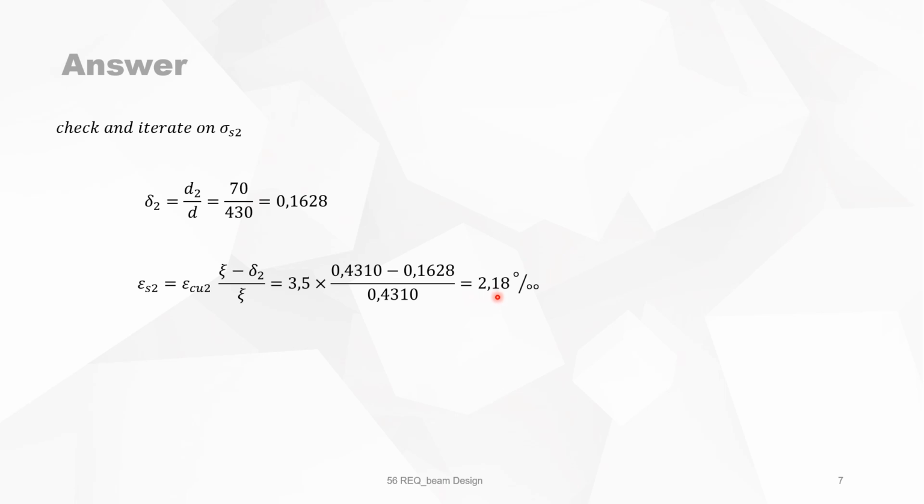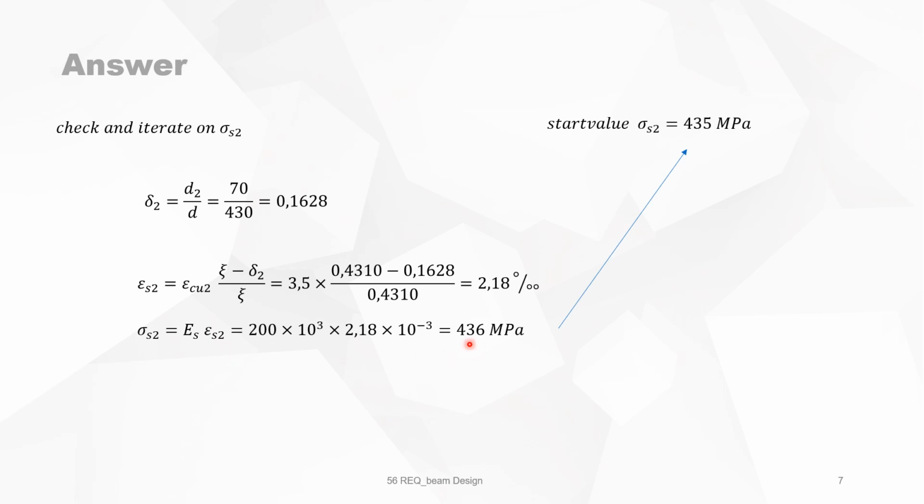If not, if this was, for instance, smaller than 2.17, then you redo the calculations with another value of sigma s2. So sigma s2 is then, of course, epsilon times modulus of elasticity, 436. So we started with 435. If the difference is less than 1%, then we stop the iteration. So in this case, it is almost equal.